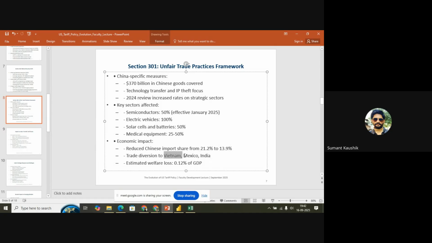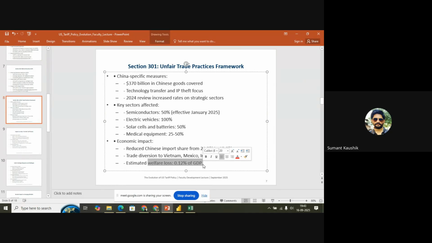So Vietnam and Mexico have the advantage to tap the opportunity to export their products towards the US, because the US has imposed a lot of tariffs on China, as I've already mentioned, in these particular sectors. So it gives a better opportunity for countries like Vietnam and Mexico to provide the supply. And there will be a welfare loss of about 0.12% of GDP for the US, not for other countries, but for the US, because it will lead to a higher rate of inflation in the US domestic economy.